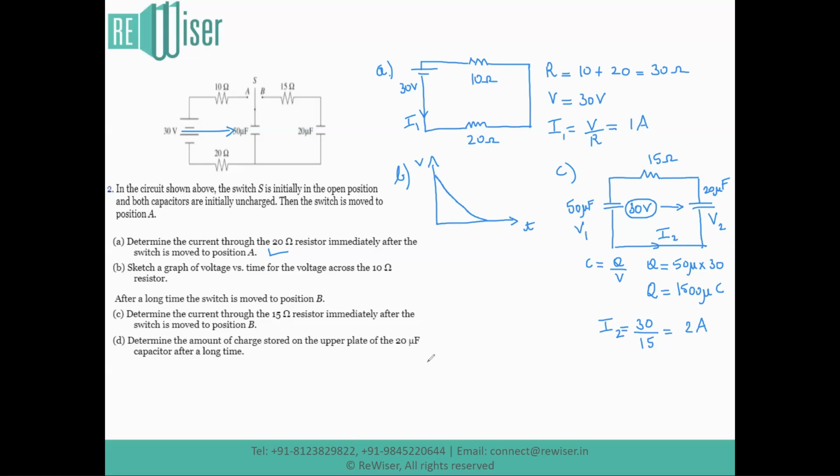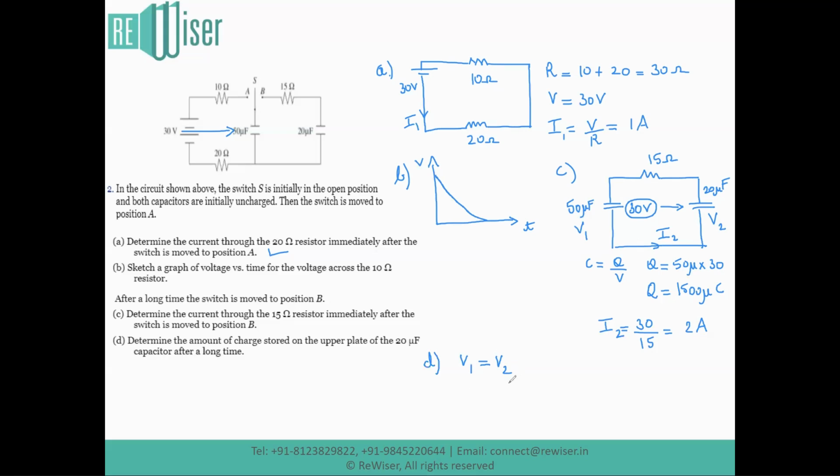Moving on, let's answer part D of the question. Part D is an explanation partly provided already. They have asked us to determine the amount of charge stored in the upper plate of the 20 microfarad capacitor after a long time. We have explained this before. The two capacitors will charge and discharge up until the voltages are equal. Since voltage V is equal to Q by C, let us assume that the second capacitor charges up to a charge of Q, let's say. Now, V is equal to Q by C.